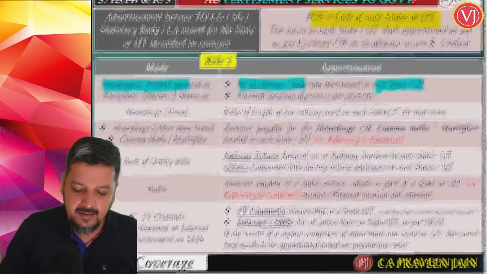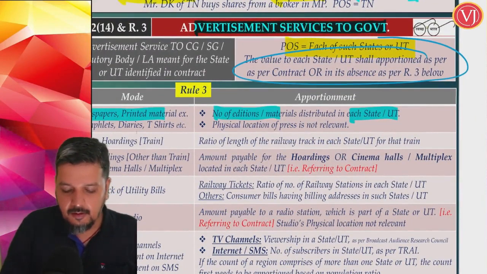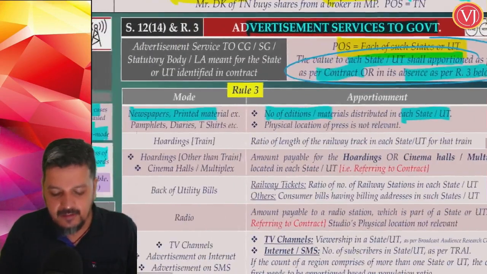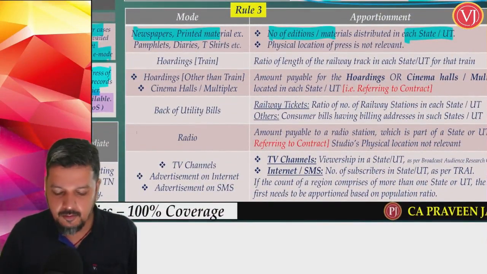Please understand that in all such cases where you have multiple answers, if the contract itself gives the split up, you go as per the contract. If the contract is not giving the split up, you will take the help of rules.